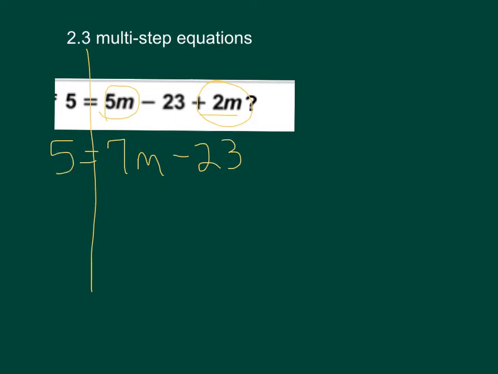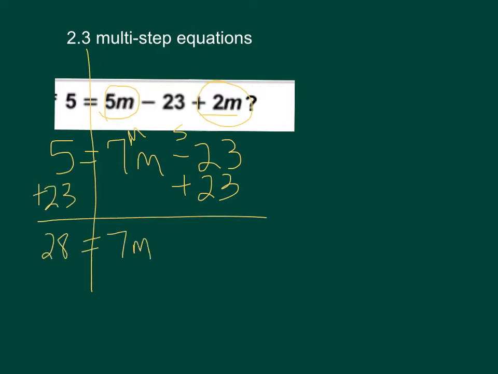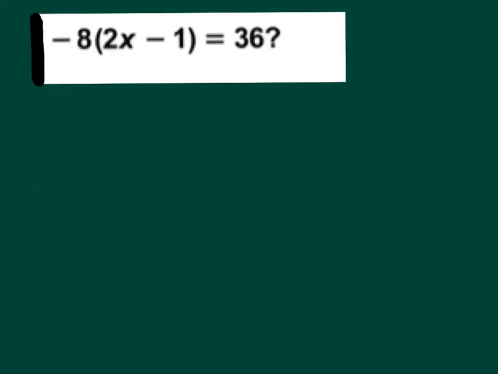Now it is a two-step equation, just like what we got through doing. So you have multiplication here and you have subtraction here. Again, we always get rid of subtraction first. So I'm going to add 23. What I do to one side, I do to the other. So now I have 28 equals 7m. This is multiplication, so I'm going to divide to isolate the m. So I get m equals 4. Again, multi-step, combine like terms before you start moving. All right, next one.